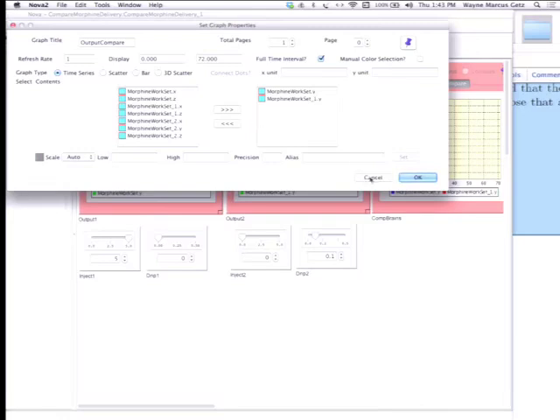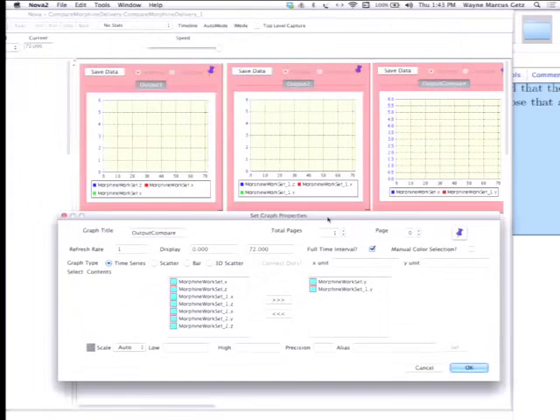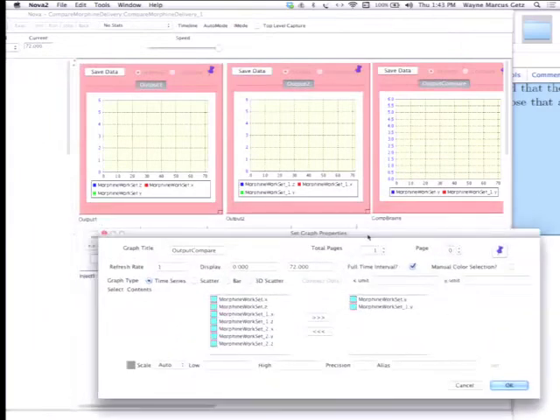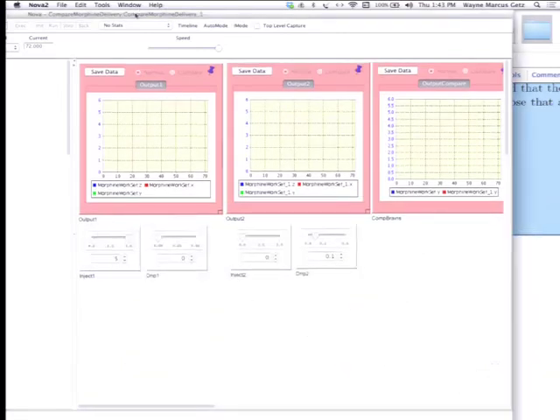Actually, that's not what I want. What I want is the z value of the first model and the z value of the second model, I think. I'm not sure why these are y and not z. Let me just go back to my original and make sure that they're labeled correctly.